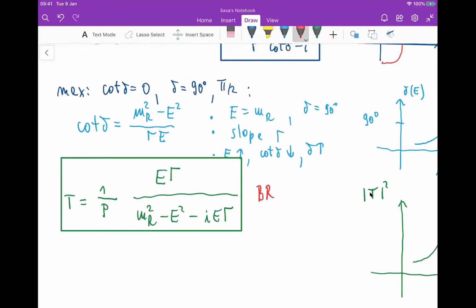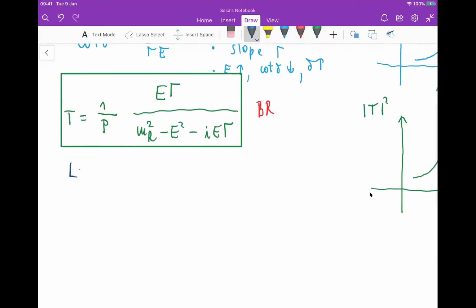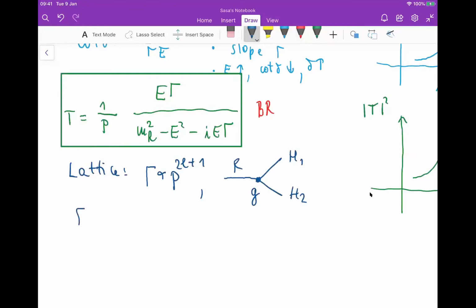Now, what is the most important quantity that is actually used in lattice simulations to identify the resonance? What we usually do is as follows. We know that the width is proportional to the phase space, and the phase space is like this for partial wave L. The width is also proportional to the coupling of the resonance to two hadrons, the one it decays into. So we define a coupling here, which one is looking for. Even in phenomenology, you can say that the width is proportional to this coupling times the phase space. So you can always write the width like this.